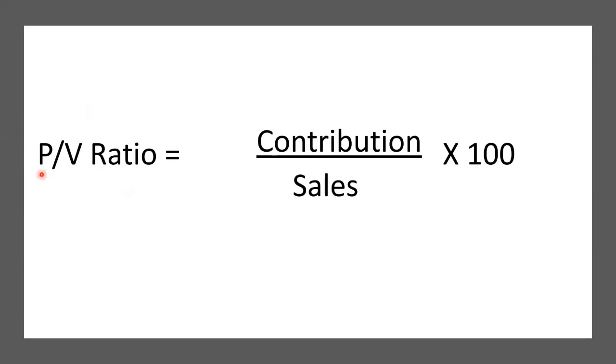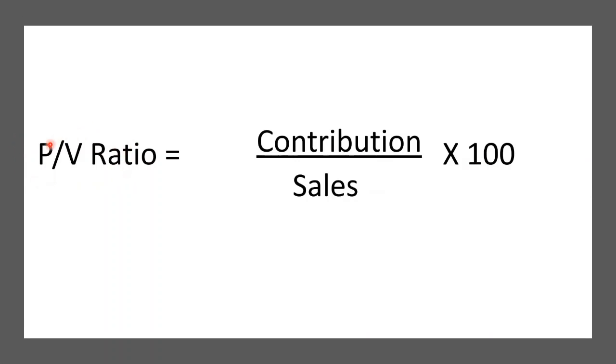What is the equation for arriving at profit volume ratio? Profit volume ratio, or in other words, contribution to sales ratio, is calculated by dividing contribution with sales into 100. Contribution by sales into 100. That is profit volume ratio.